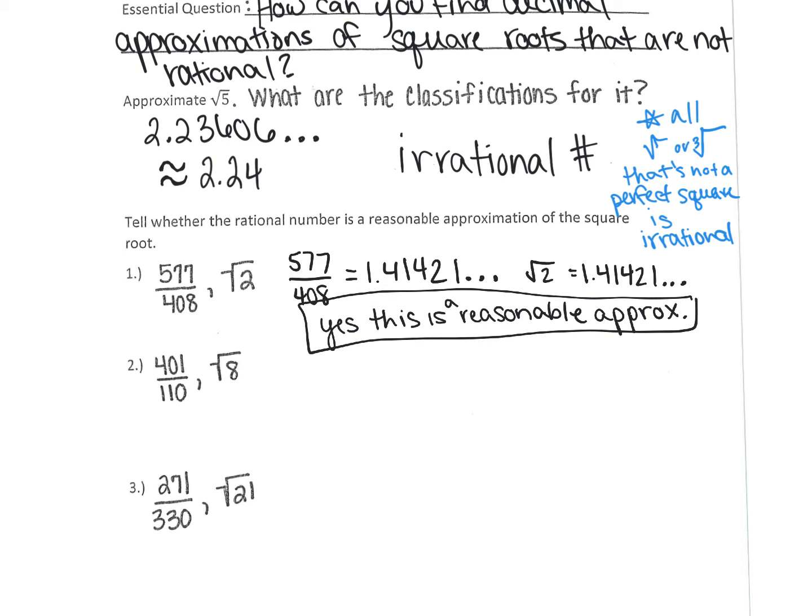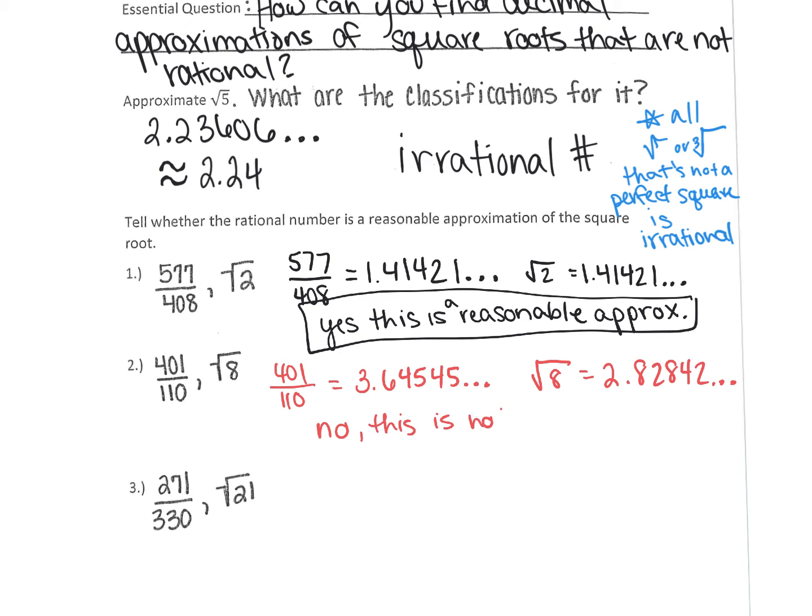All right, let's try the next one. I'm going to put a different color just so they don't blend in together. So now we have 401 over 110. And if we put it into our calculators, we get 3.64545, and so on and so forth. And the square root of 8 we get 2.82842, and so on and so forth. Now, as we see, these ones aren't even close. They don't even have the same whole number. So we're going to say no, this is not a reasonable approximation. Oops, help if I spelled reasonable right. Sorry, guys.